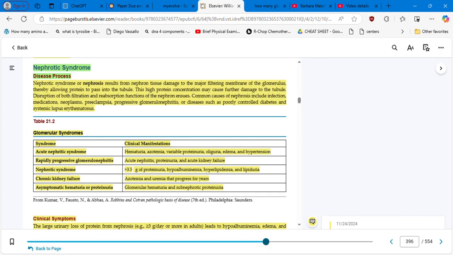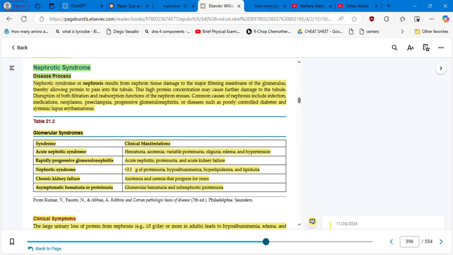The disease process is that nephrotic syndrome, or nephrosis, results from nephron tissue damage to the major filtering membrane of the glomerulus, thereby allowing protein to pass into the tubule, okay? So this high protein concentration may cause further damage to the tubule. Yes, because it's not their natural habitat, okay? Protein shouldn't be going through these tubules. Disruption of both filtration and reabsorption, which are the functions of the nephron that we studied before, ensues.